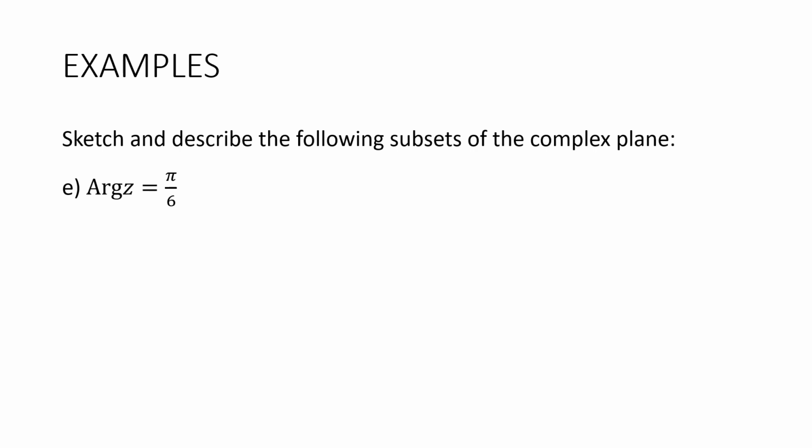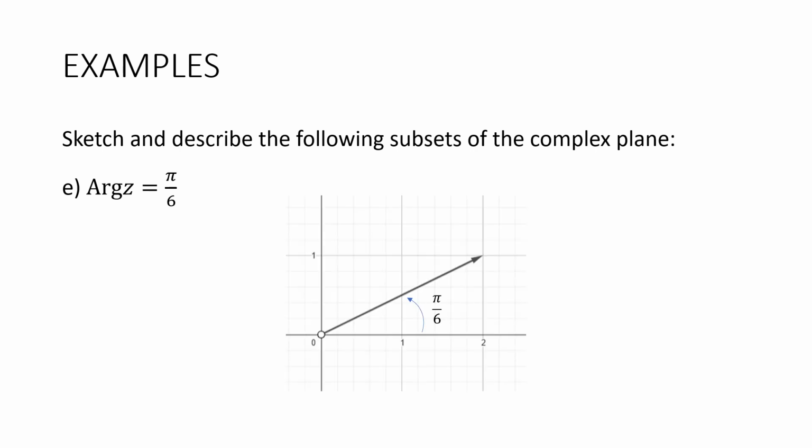E. The argument of z is equal to pi on 6. So this looks like this. From the positive x-axis, z is going to lie anywhere on that ray because that has an angle of pi on 6 from the positive x-axis. Now really importantly, we have an open circle at the origin because z can't equal 0 plus 0i and still have an argument of pi on 6. In that case it would have an argument of 0. But z can lie anywhere else on that ray.